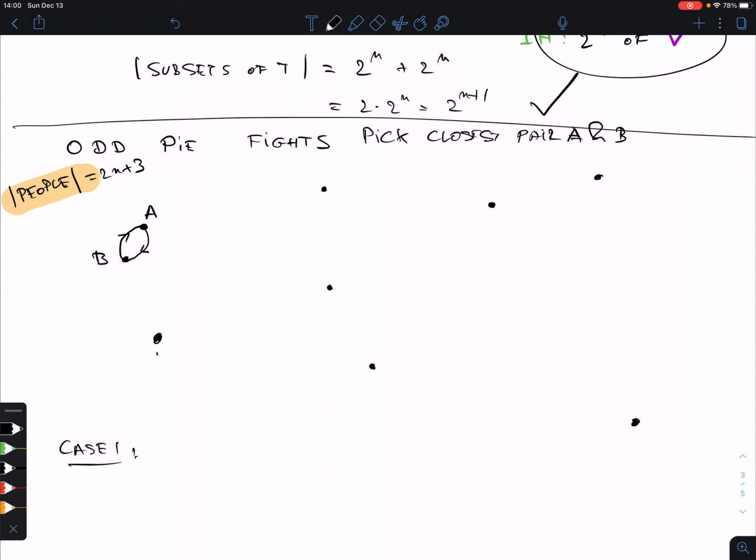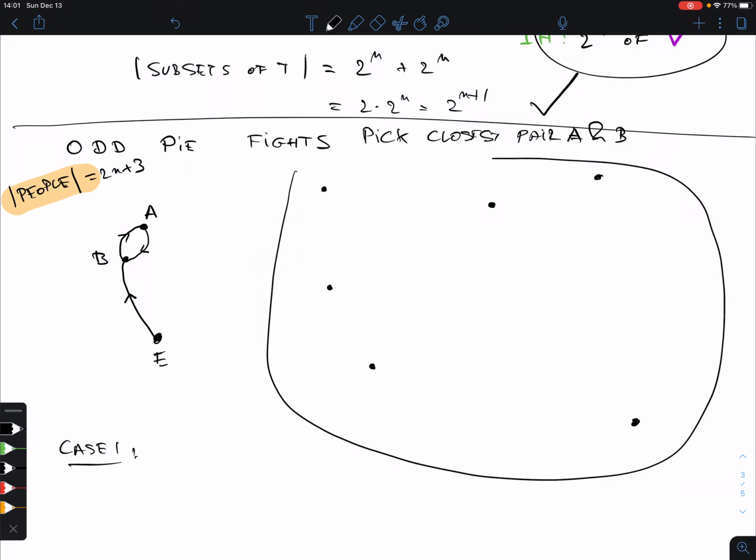But Eve, so let's call her Eve, right? She now throws a pie to whom? To B, right? She throws a pie here. Okay. How many people are now left here? Let's count these people, this group. How many are there? 2n, right? The size of this set is 2n.